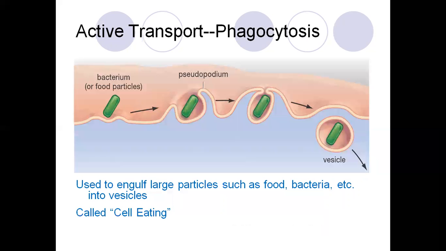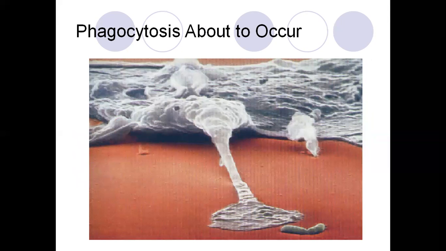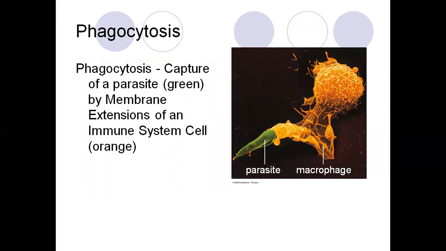Phagocytosis is used to engulf a large particle such as food, bacteria, etc. into a vesicle, and we can call it cell eating. Here phagocytosis is about to occur. This is the microscopic picture. Phagocytosis captures a parasite, shown in green, by a membrane extension of an immune system cell, shown in orange.